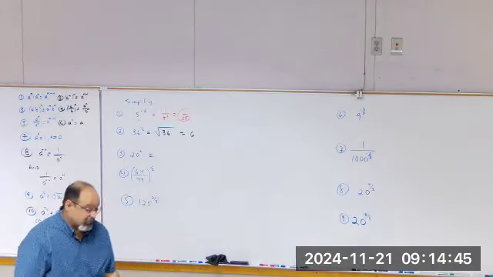20 is 2 times 10, isn't it? Yes. Okay, to the fifth. Rule number 3: (A times B) to the n. When you have a product to a power, each factor is raised to the individual power. I raise A to the n times B to the n. So I can do 2 to the fifth times 10 to the fifth. So 2 to the fifth is 32.